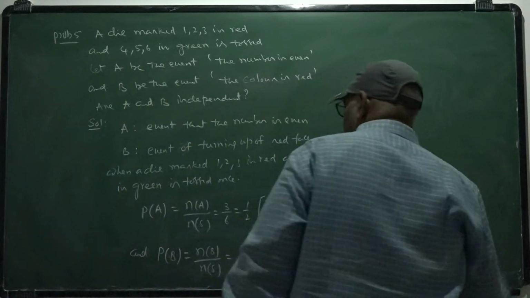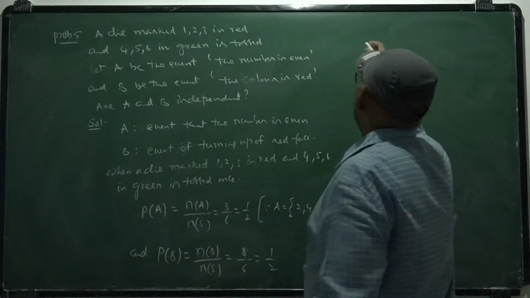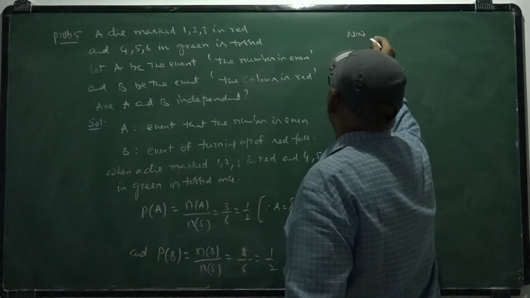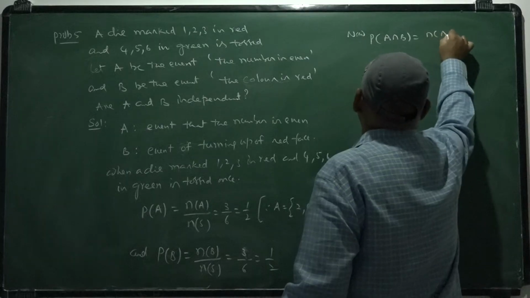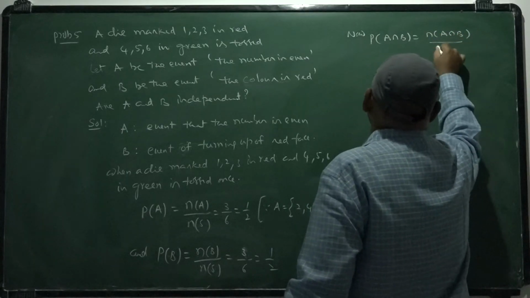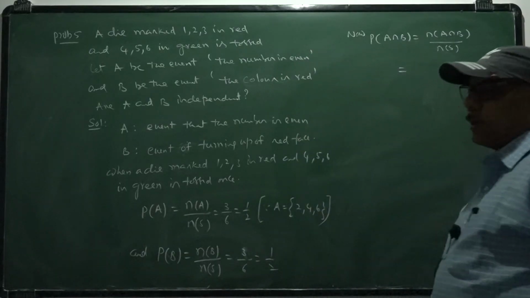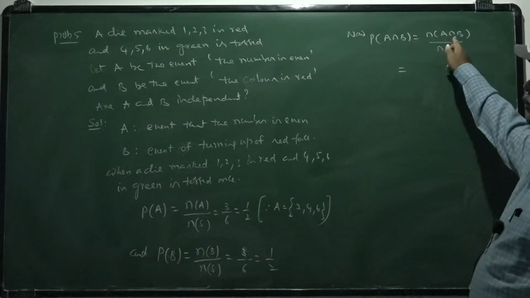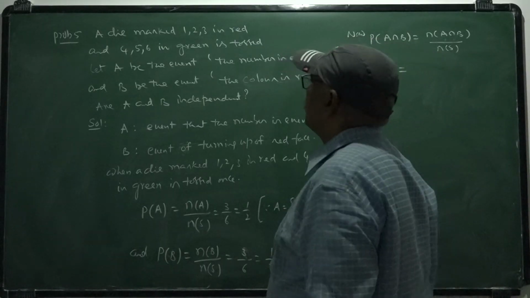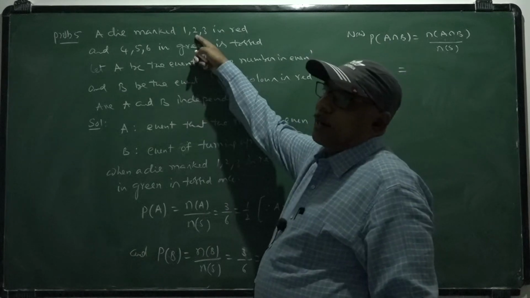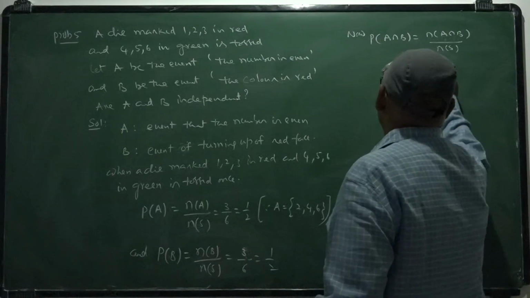Now, probability of A intersection B is n of A intersection B by n of S. N of A intersection B is the happening of both A and B. Happening of both A and B is possible in only one case, getting the face 2. So that is 1 by 6.